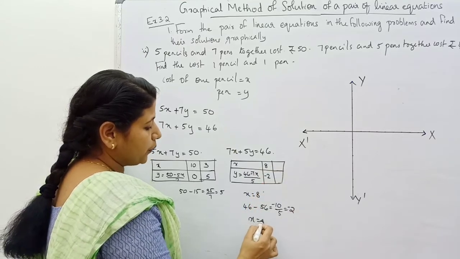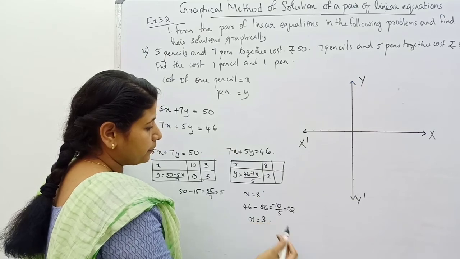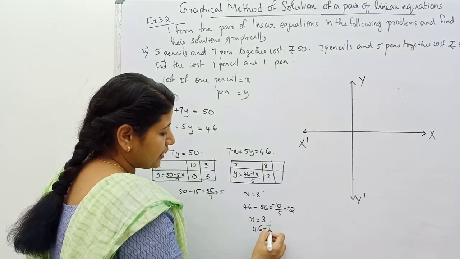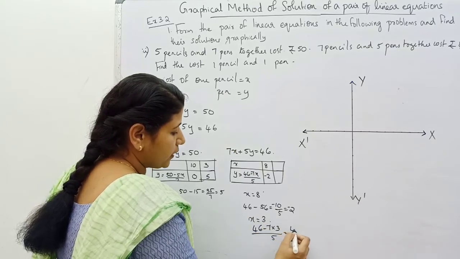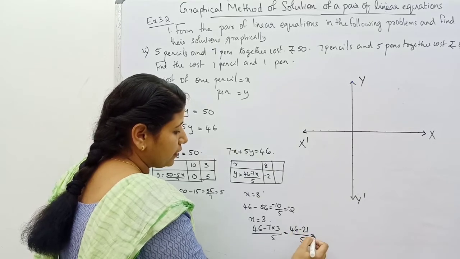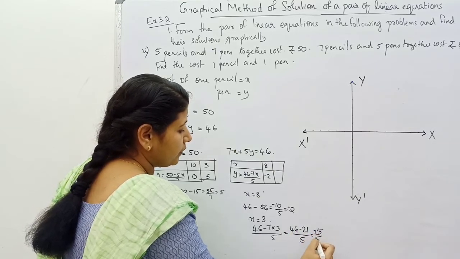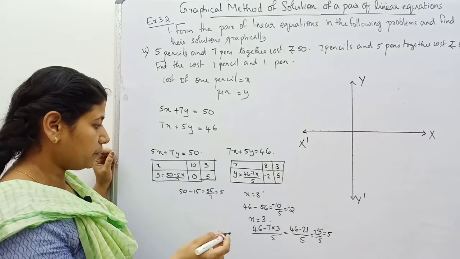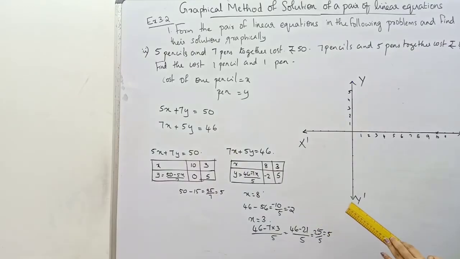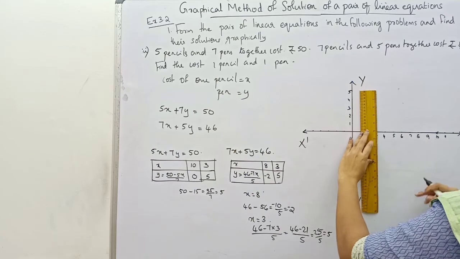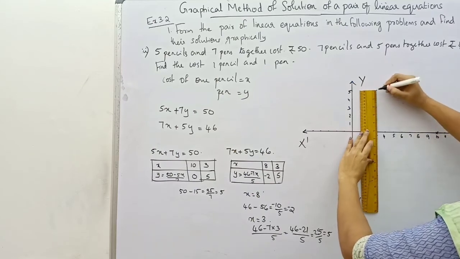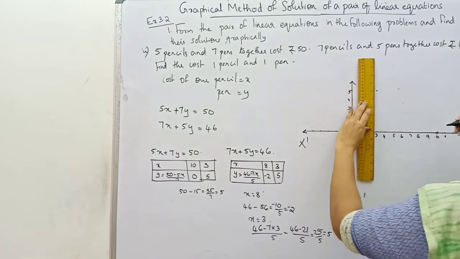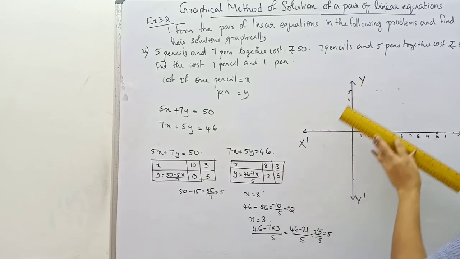And if x equal to 3, then you will get 46 minus 7 into 3 by 5, which is 46 minus 21 by 5. 6 minus 1 is 5, 25 by 5, then you will get 5. So here it is 3 and 5. Okay. Now we can draw the graph 3, 5. So somewhere it will be here, 3, 5. Okay. So you can draw the graph.